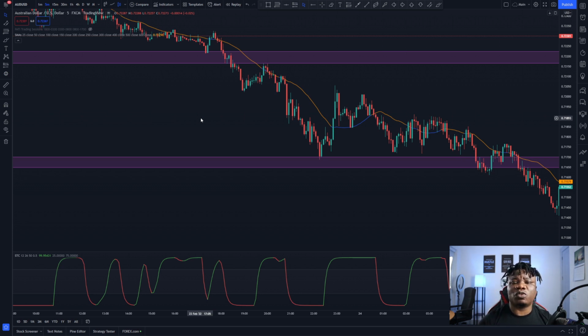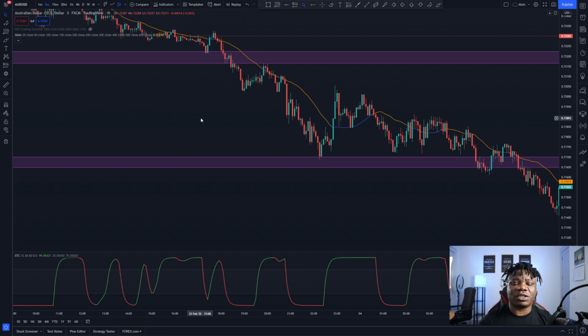First confirmation, we need price to break structure. In this case, we need price to break our support zone. That's the first confirmation. Second confirmation is that we need to see the simple moving average, in this case the 25 SMA. We need it to turn yellow and we need price to be below our 25 SMA.